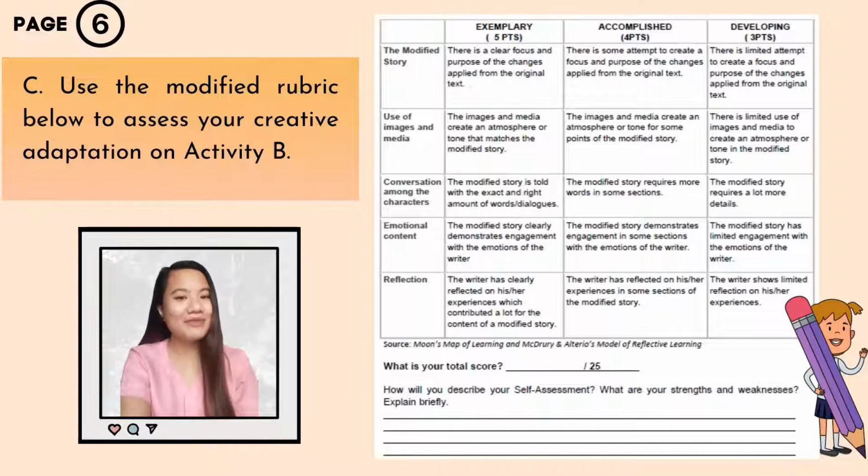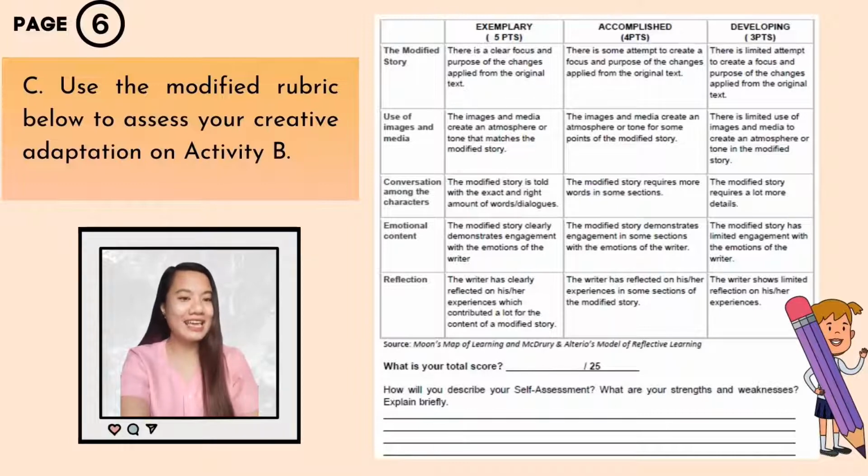And now, for the emotional content. You can get 5 points if the modified story clearly demonstrates engagement with the emotions of the writer. 4 points if the modified story demonstrates engagement in some sections with the emotions of the writer. And then 3 points if the modified story has limited engagement with the emotions of the writer.